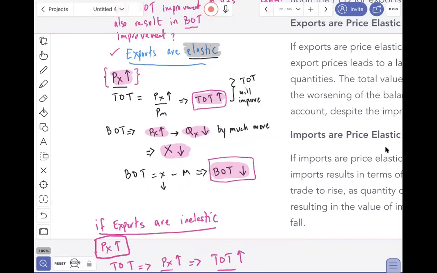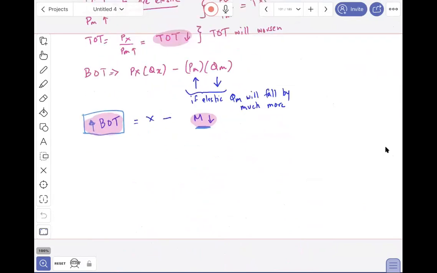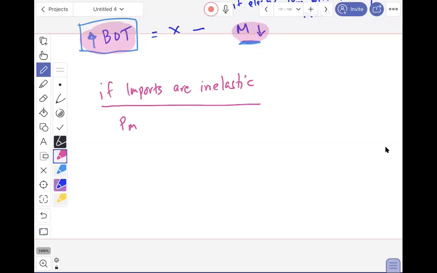Now let's do the last case. So to see, what if imports are inelastic? Okay, let's look at if imports are inelastic. If imports are inelastic and price of imports goes up, what happens to terms of trade? Well, terms of trade is PX over PM. Price of imports is going up, and therefore terms of trade will actually worsen, right? But what about balance of trade?